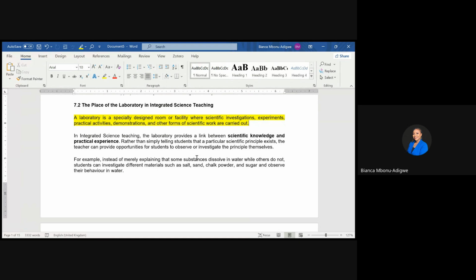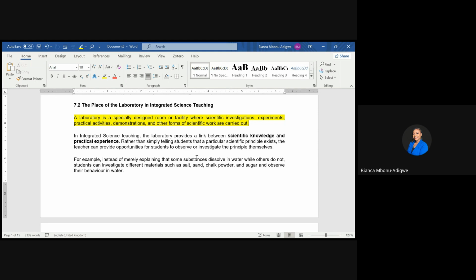The most important thing is that you are carrying out scientific investigations and you are trying to provide a link between what you are teaching and practical experience. That is what the lab does. In fact, there is this saying that science without a laboratory is blind. Science without a lab is blind. What does that mean? You might want to think about it while we continue.